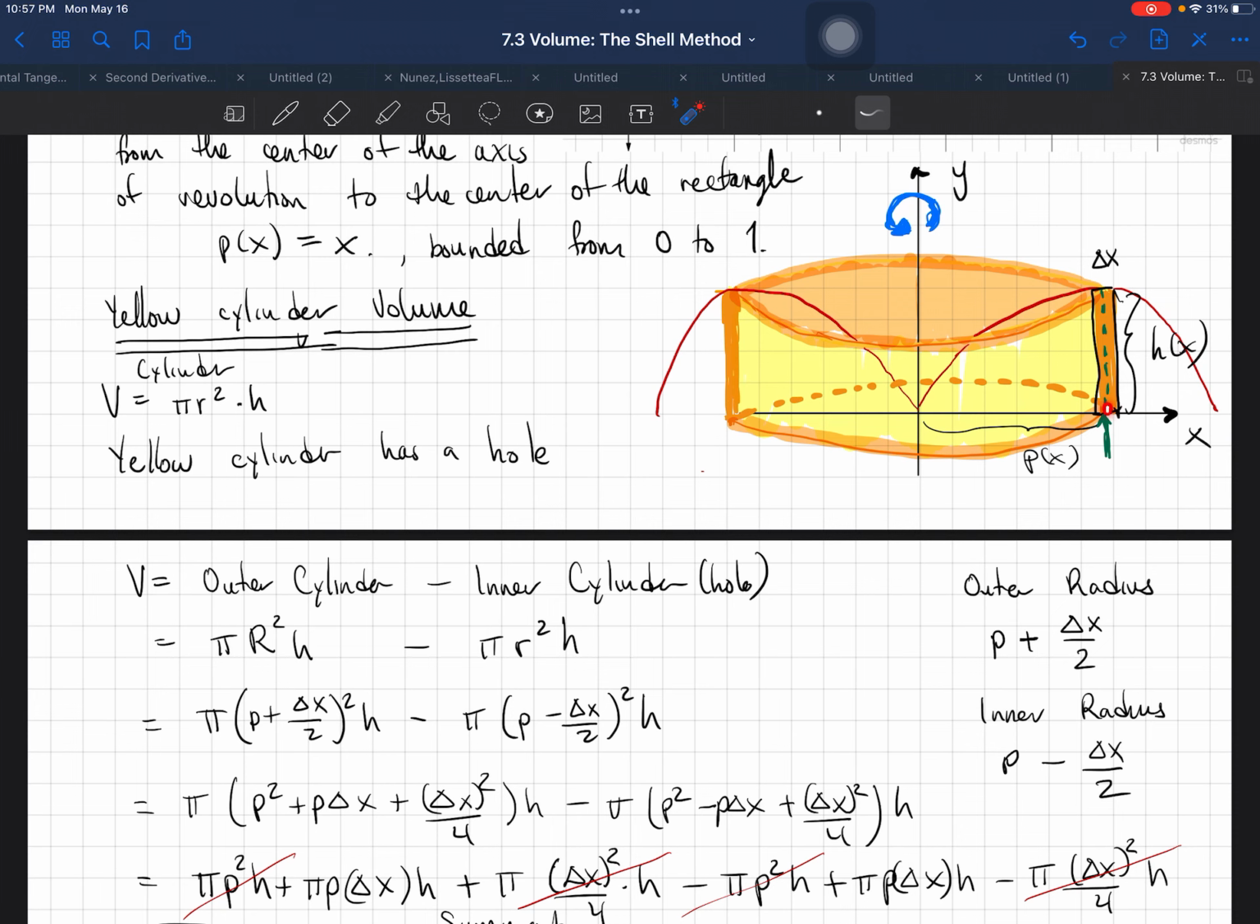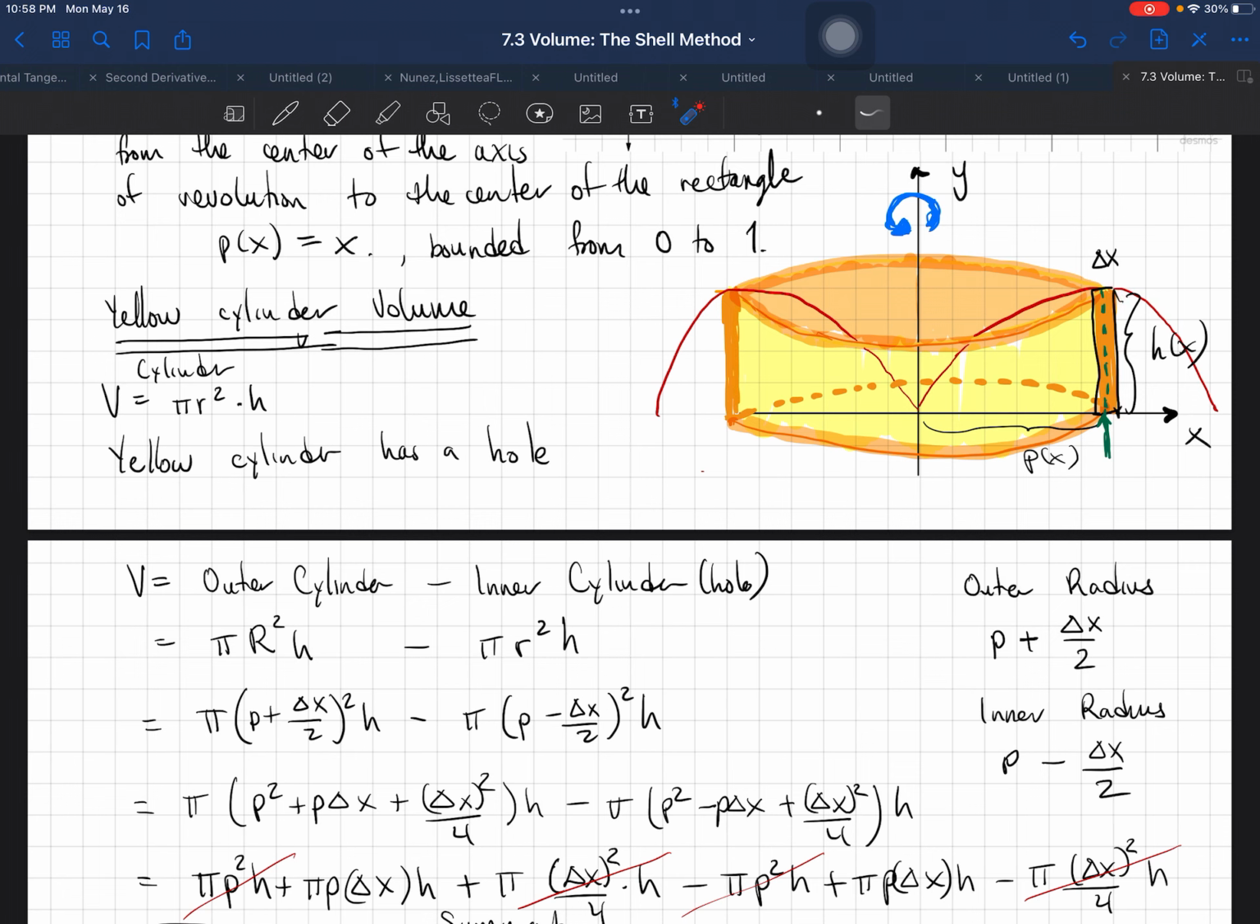So that's the center, but the outside of this cylinder is a little bit further away, because this is the middle. If this is delta x, and you're in the center, you have to add delta x over 2. So the outer radius is p, which gets you to the middle, plus delta x over 2. That gives you the extra distance, and that tells you the big radius.